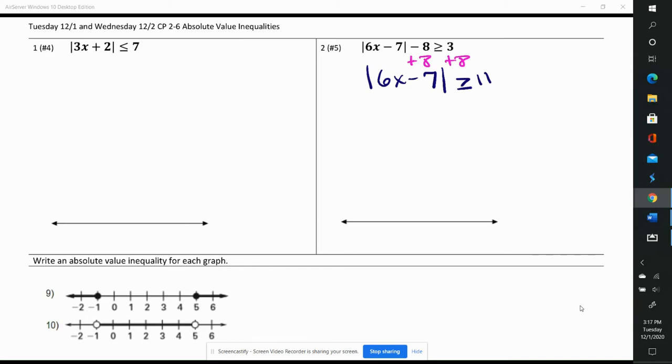Okay, so now both 1 and 2 are isolated, and we're ready to determine: is it an and inequality or is it an or inequality? Then we'll set up the two inequalities, solve and graph both. So if it's less than or equal to, it's an and inequality. So number 1, because it's less than or equal to, we can determine right at the top that it's going to be an and inequality. This will help set up your compound inequality, and at the end it will help you know that your solution is correct, and it will help you graph it correctly as well.